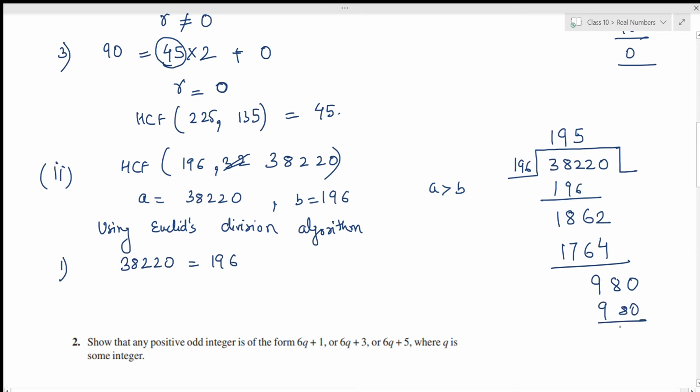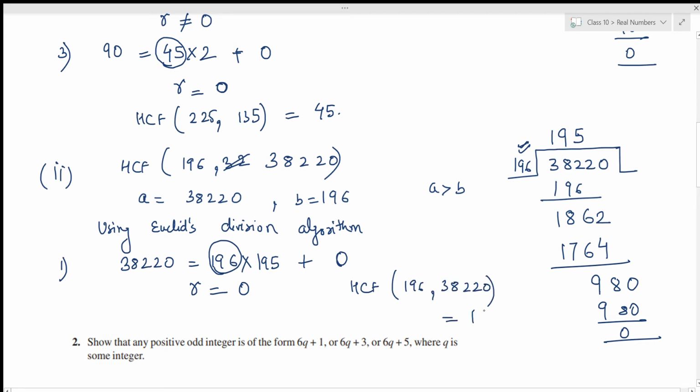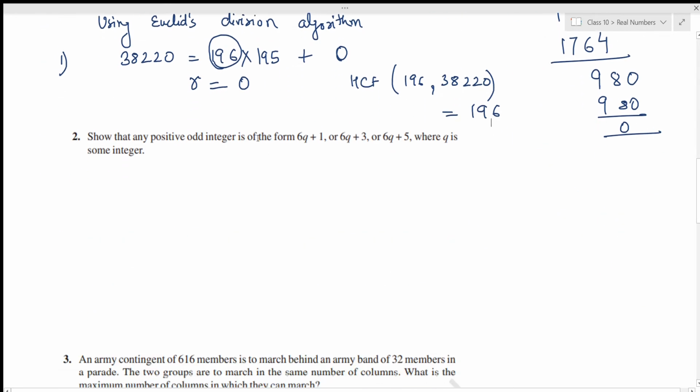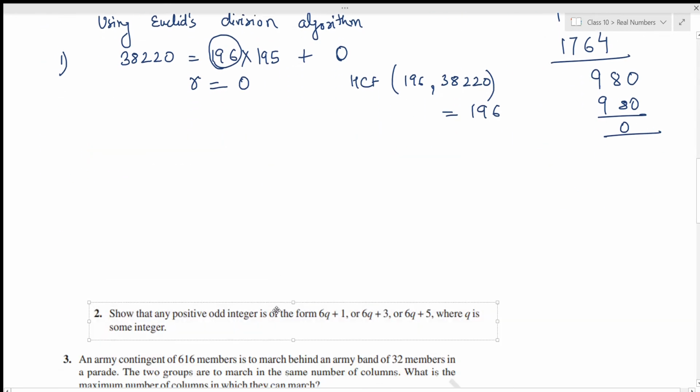So the division is complete by this number only. I am getting remainder in first step only. So remainder is 0. So my HCF is 196 only. So HCF of 196 and 38220 is 196 only. If one number is completing the division, means that is the HCF of that.